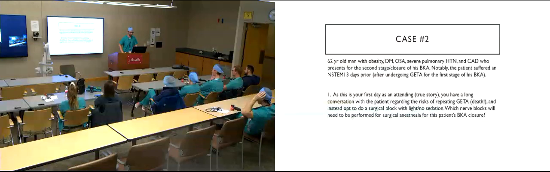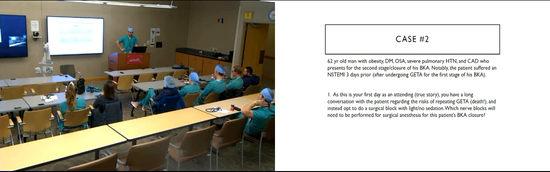All right, case number 2. A 62-year-old man with obesity, diabetes, OSA, severe pulmonary hypertension, and coronary artery disease presents for a second-stage closure of his BKA. Notably, the patient suffered an NSTEMI 3 days prior after undergoing a general anesthetic for the first stage of his BKA. This is a true story. As this is your first day as an attending, you have a long conversation with the patient regarding the risks of repeating the general anesthetic, i.e. death. You discuss and opt for a surgical block with essentially no sedation.